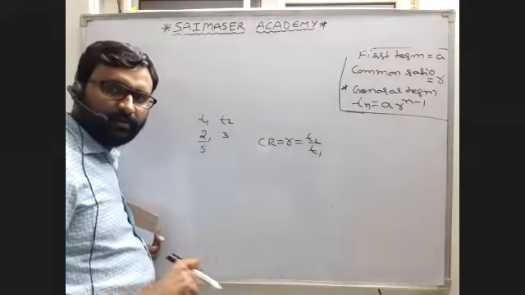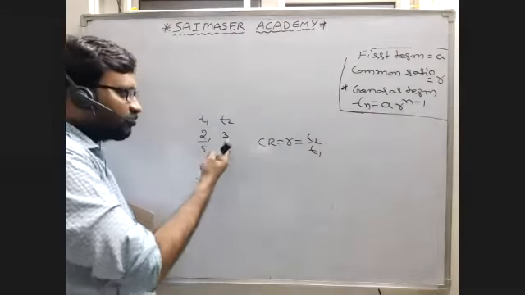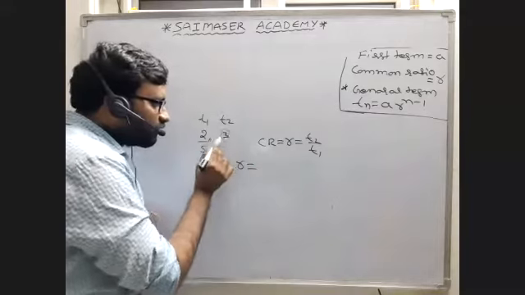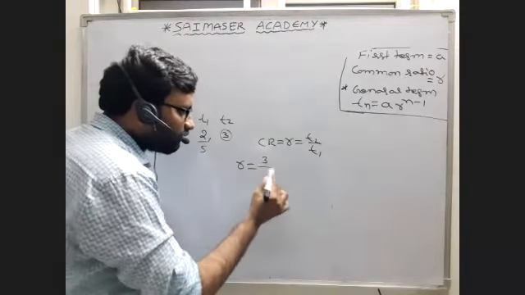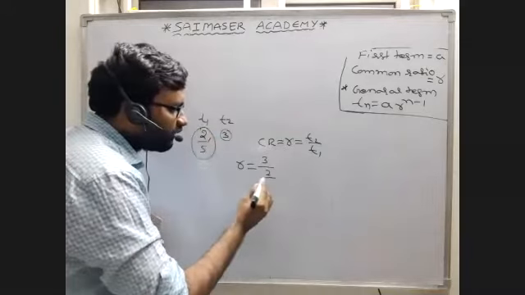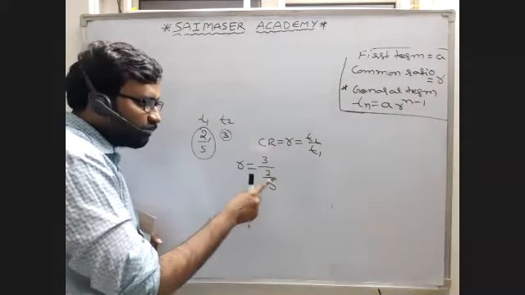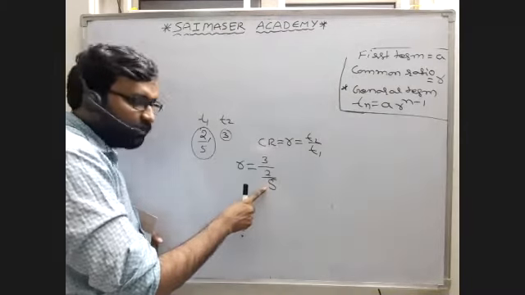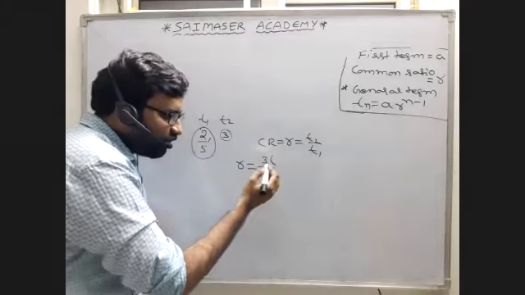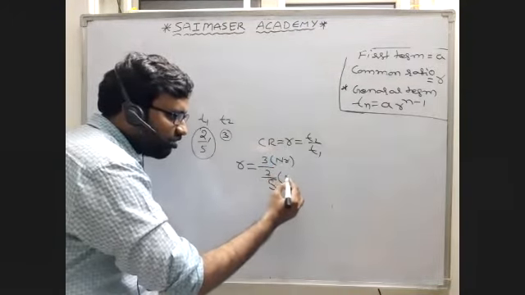Listen carefully. You will get terms like this in further questions. This by this you have to do. Then r equal to T2 by T1, that is 2 by 3, 2 by 5. T2 by T1. But here, for the denominator, we call this the numerator and this the denominator.